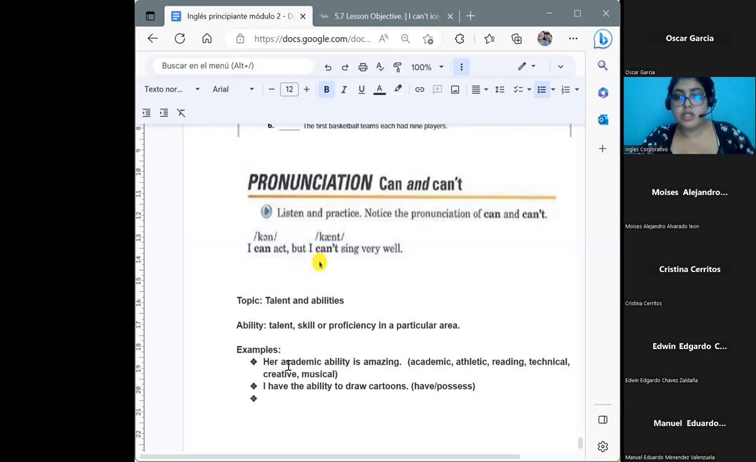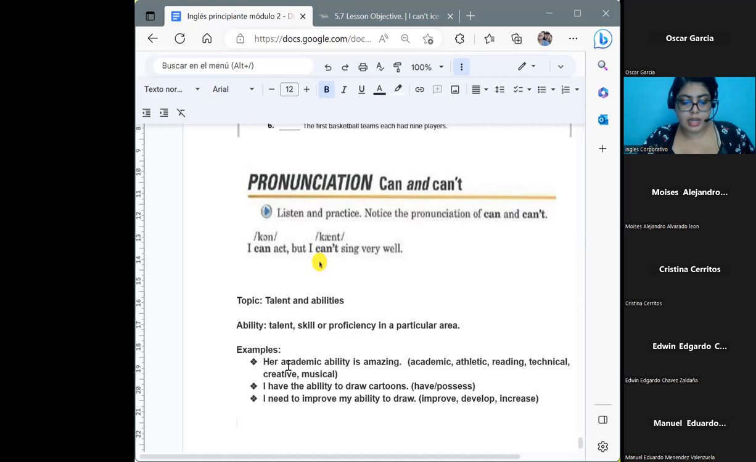And the third one, I need to improve my ability to draw. Necesito mejorar mi habilidad para dibujar. And in this case, is involved the word improve, the word develop, and the word increase. Aquí estamos hablando de mejorar, de desarrollar y de incrementar nuestras habilidades.